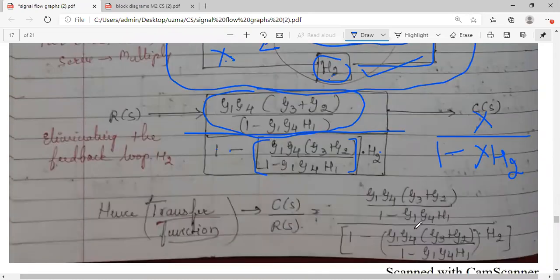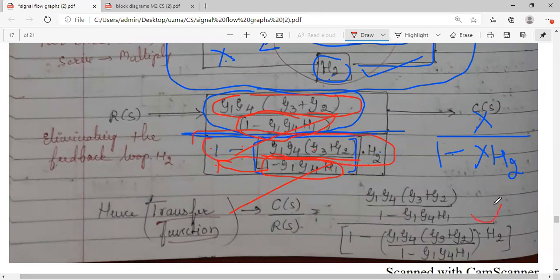Further you can simplify this. I have written it as it is. What you can do, in this complete denominator, let me just highlight it, you have an LCM here, you can take it, multiply it here, this term minus this bigger term divided by 1 minus G1 G4 H1. This term and this term get cancelled. You'll be left with G1 G4 into G3 plus G2 as numerator, divided by the term that came after taking the LCM. Okay, further you can reduce this, no issue.